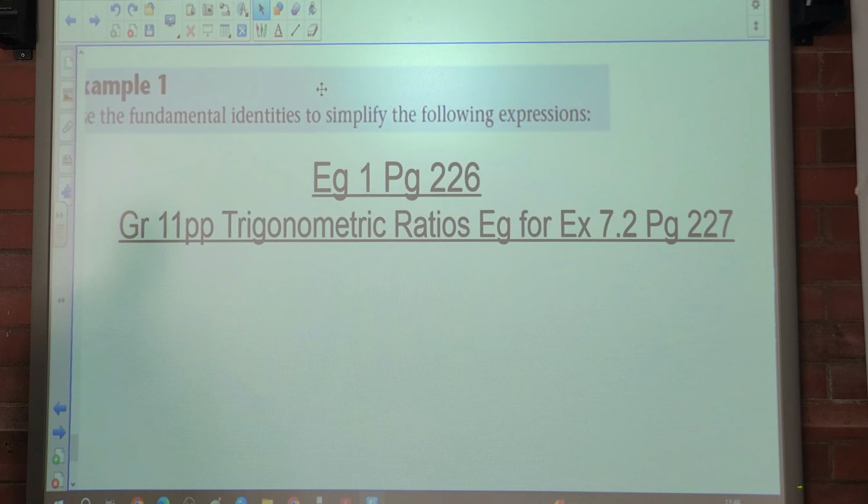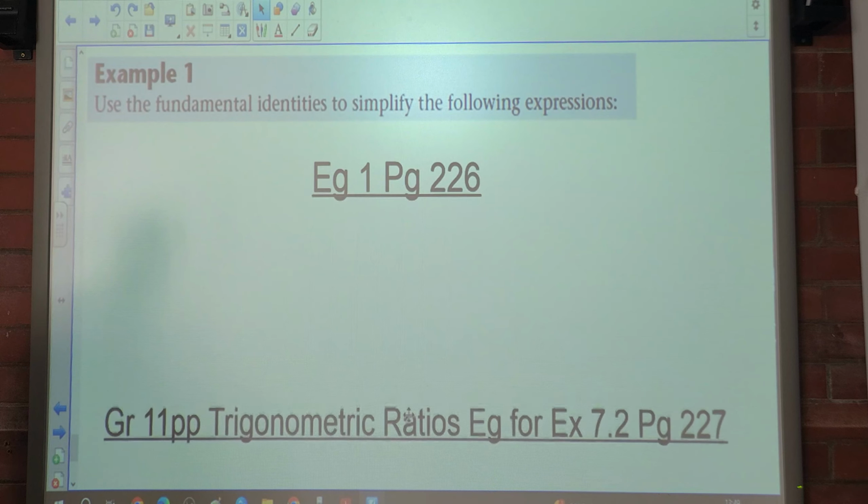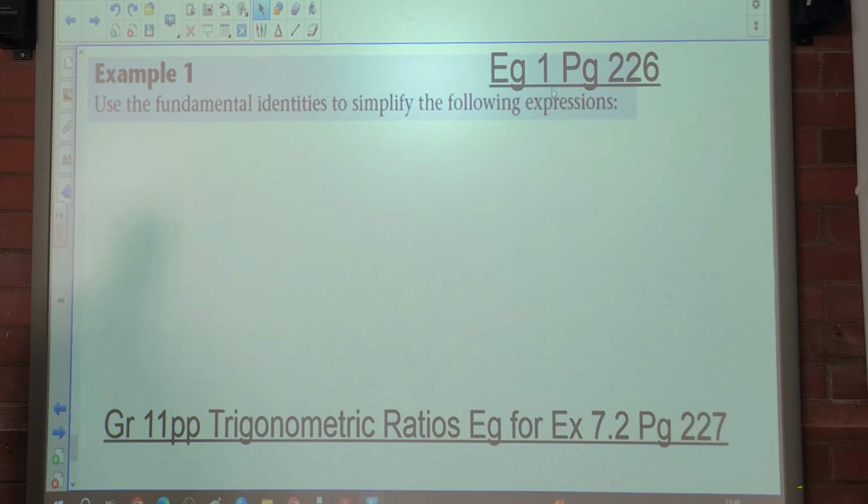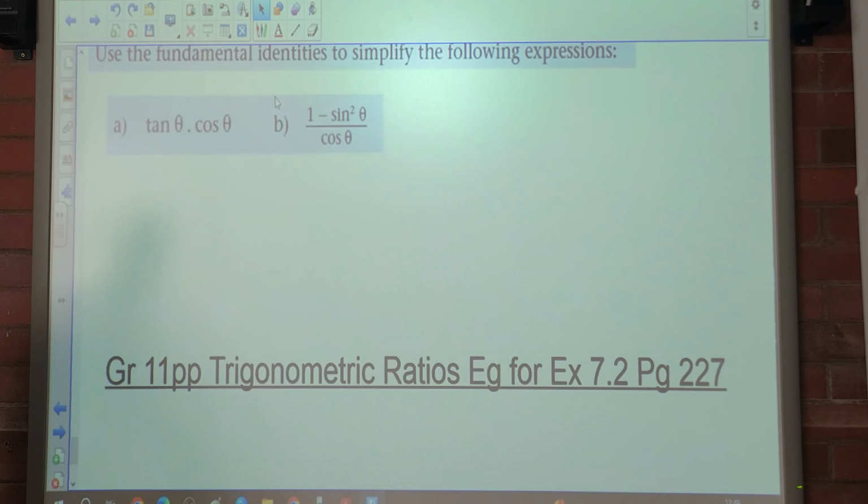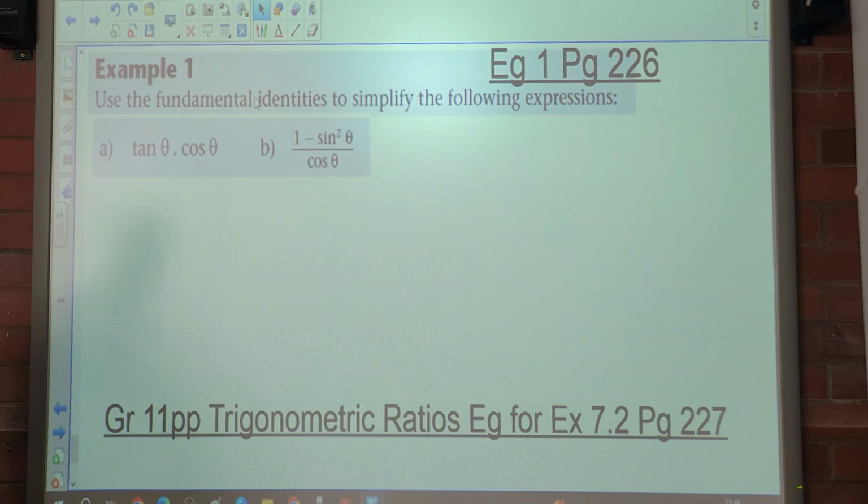People, I'm looking at example 1. Example 1 is on page 226. Alright, first question. The question says, use the fundamental identities to simplify the following expressions.